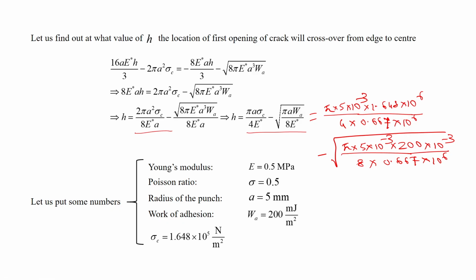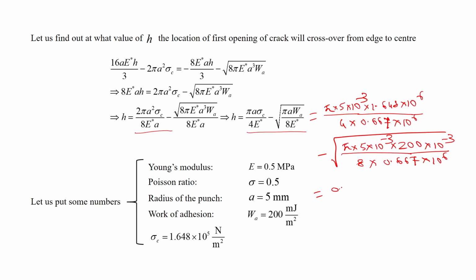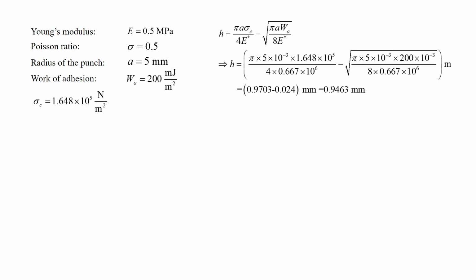So, this should be the value. Now, you need to use your calculator once again and you can obtain. So, this comes out to be close to 0.9463 mm. So, this is the height at which the crack starts propagating from the edge and not from the center. If the height increases, then it will propagate from the center.